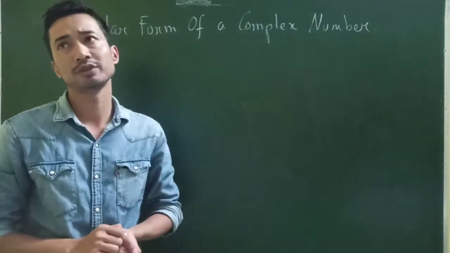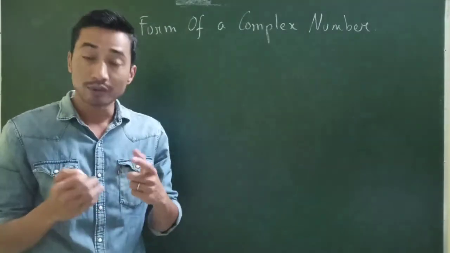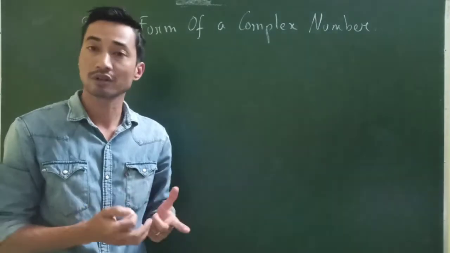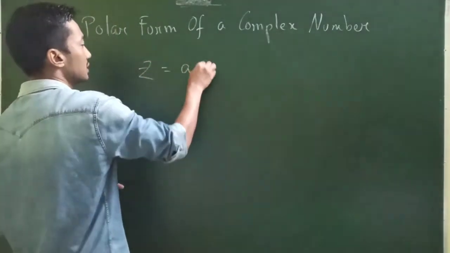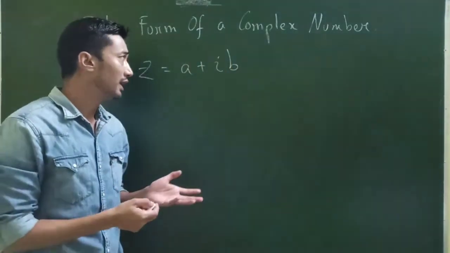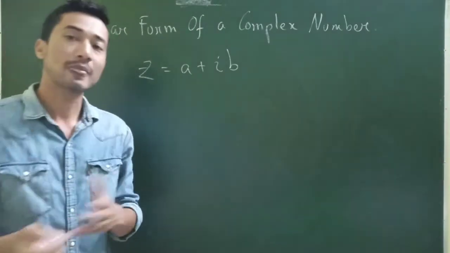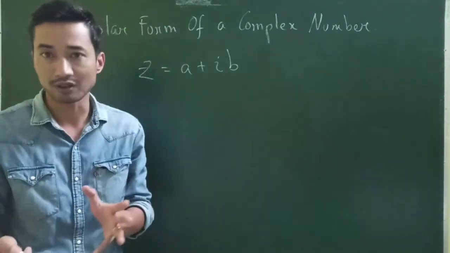So far in the previous videos, we have seen what complex numbers are, the imaginary numbers, how you represent complex numbers, the modulus, the conjugate. Generally, a complex number is represented in the form a plus ib, where a is called the real part and b is called the imaginary part. We studied all about that, its modulus and its conjugate.